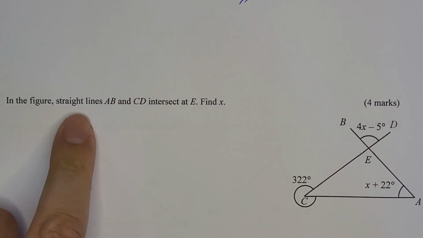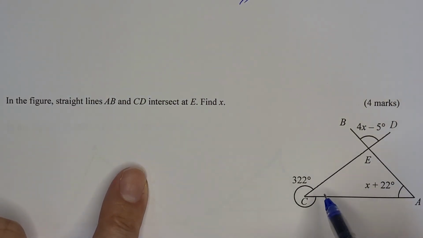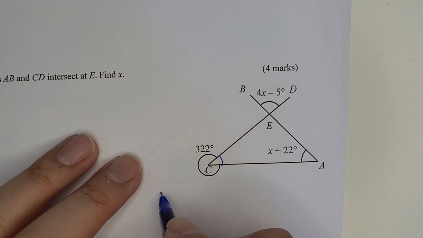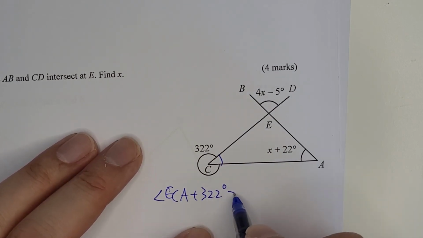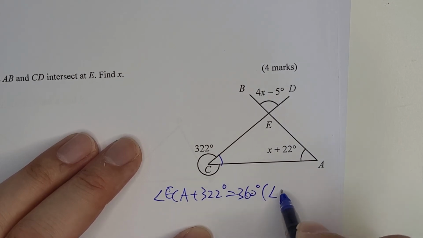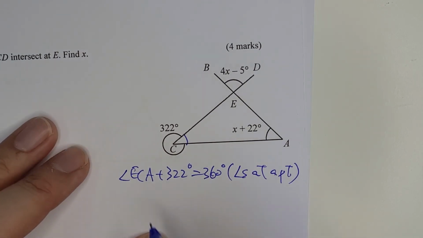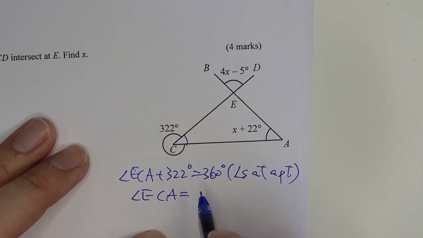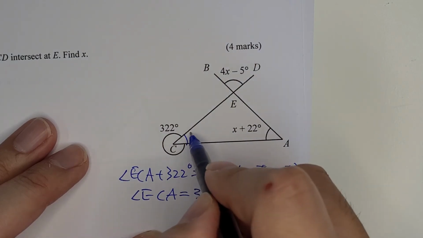The straight lines AB and CD intersect at E. Find x. First of all, we can find this angle. Step 1. Okay. Angle ECA plus 322 degrees equals 360 degrees. Reason: angles at a point. So you can find angle ECA, that is 38 degrees. You mark it down here, 38 degrees.